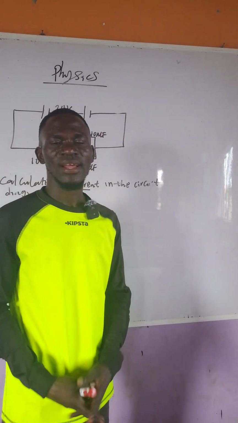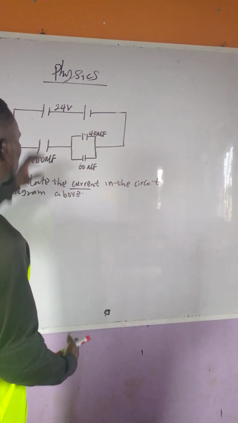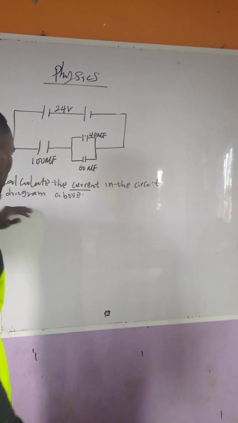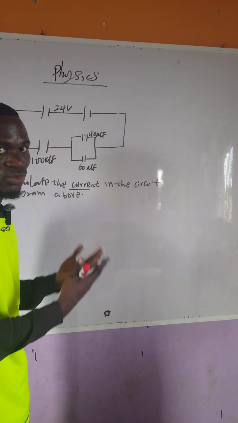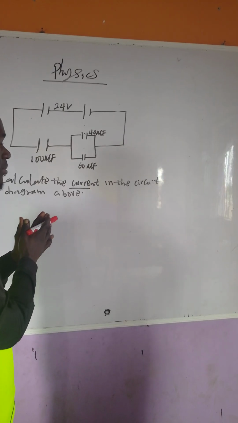Now, welcome my friends. Let's consider a question under capacitor. We are given a diagram and asked to calculate the current in the circuit diagram above. This is the topic under capacitor, in case you want to know the topic. So we are asked to calculate the current in the diagram above.